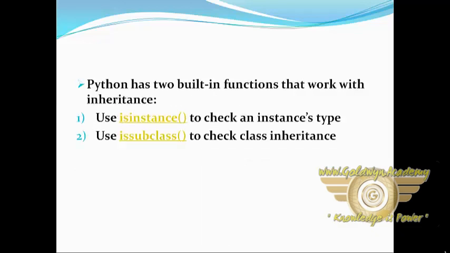Python has two built-in functions that work with inheritance. The first one is isinstance, which is used to check an instance's type, and the second one is issubclass, which is used to check class inheritance.